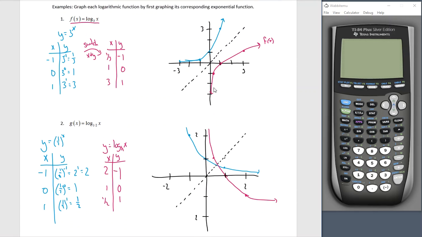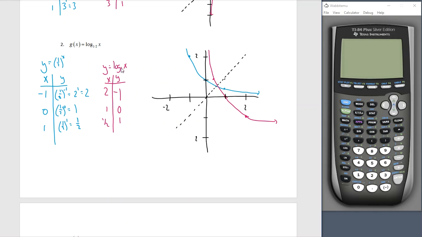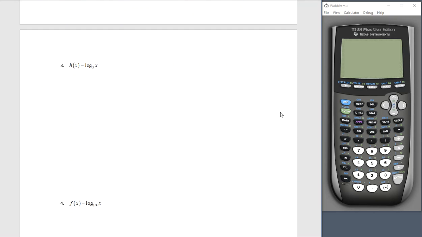Notice, in our first example, 3 to the x is an increasing graph. Log base 3 of x is also increasing. Always reading from left to right, it's going up. If our exponential function is decreasing, our blue graph decreasing, then our logarithmic graph will also be decreasing. All right, and that's really all we have.